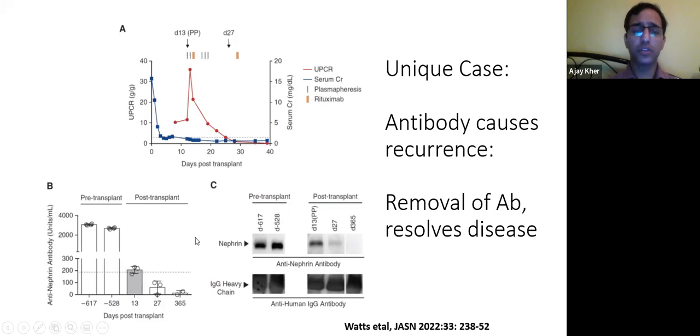So again, they took the serum and did human glomerular extract tagging, and then looked for the nephrin antibody that way as well, which they found, and which was also in the plasmapheresis effluent. So that's kind of the paper that we have.